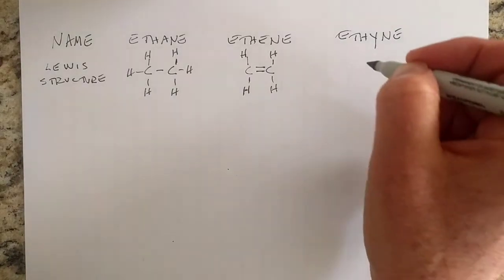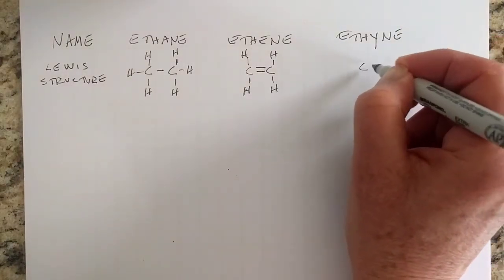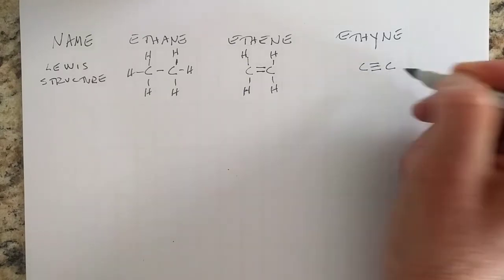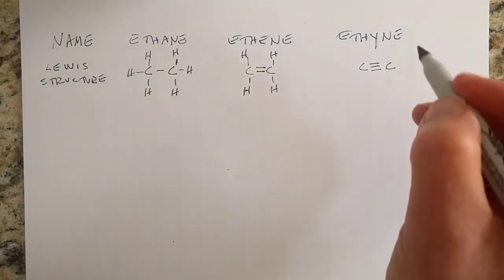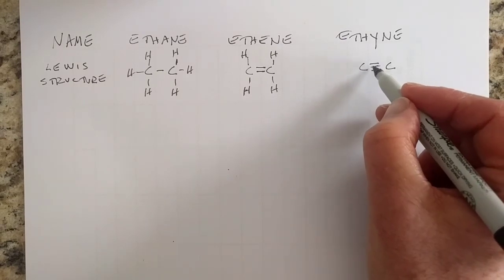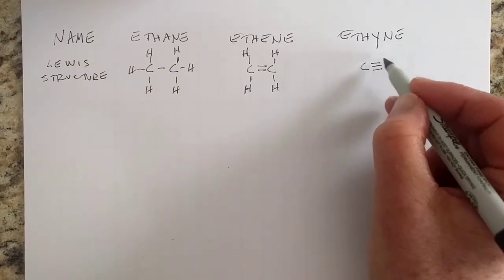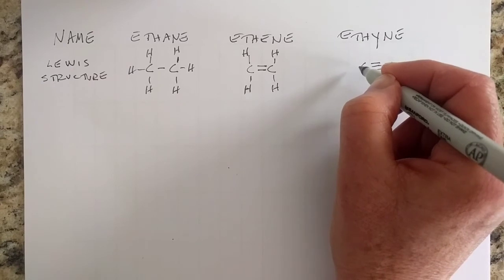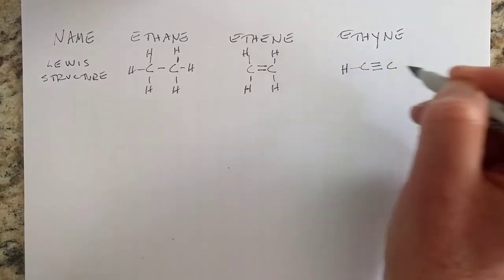And then we have ethyne, and no surprise here, we're going to have a triple bond between our carbons. So each carbon puts 3 electrons into the triple bond. It has 1 electron left that it uses to bond with a hydrogen.